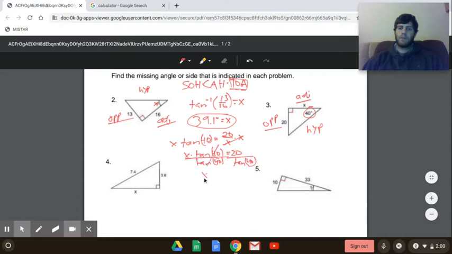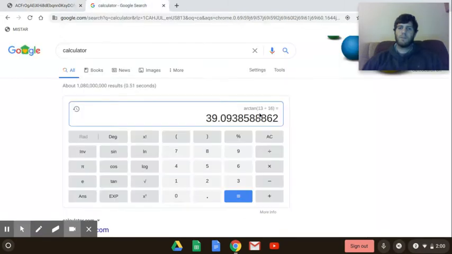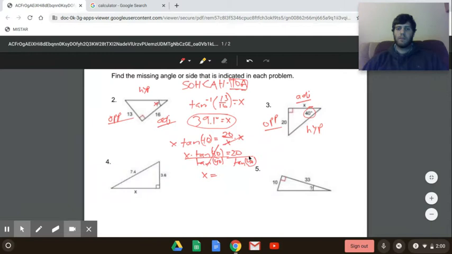Okay, and we're left with x equals 20 divided by tangent 40. Okay, and that's going to give us 23.8. So the length of that side is 23.8. And that makes sense because if this angle is 40, this one's 50. So this angle is a little bit bigger, the 50 is a little bit bigger than 40. So that means that this side is going to be a little bit bigger than the 20. So that one makes sense.